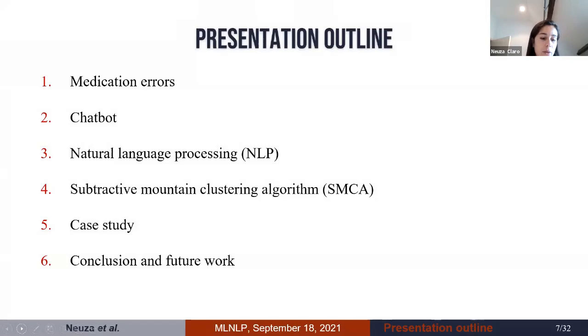I'm going to talk about the medication errors, then about chatbots and natural language processing. I'm going to explain the Subtractive Mountain Clustering Algorithm, SMCA, and apply it to a case study. And finally, I'm going to talk about conclusion and future work.